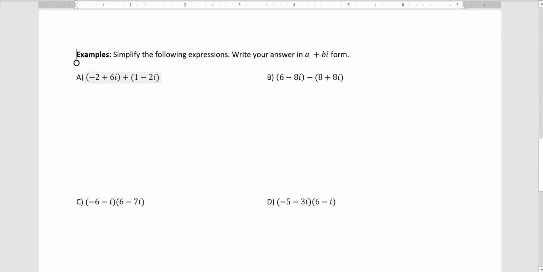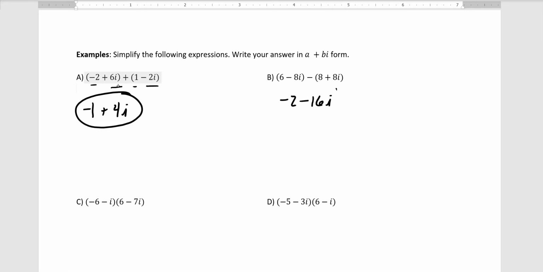If we're adding or subtracting complex numbers, it's simple: add our reals, add our imaginary. So I'd say negative 2 plus 1, that gives me negative 1. Then 6i minus 2i, right, plus a negative, so 6i minus 2i becomes plus 4i. That would be my solution for this one. When I'm subtracting, again, reals with reals, imaginaries with imaginaries. So 6 minus 8 is negative 2. Negative 8i minus 8i would be negative 16i. And I can leave it like that. Even though there's a GCF here and we could take a 2 out, there's no need to do that.